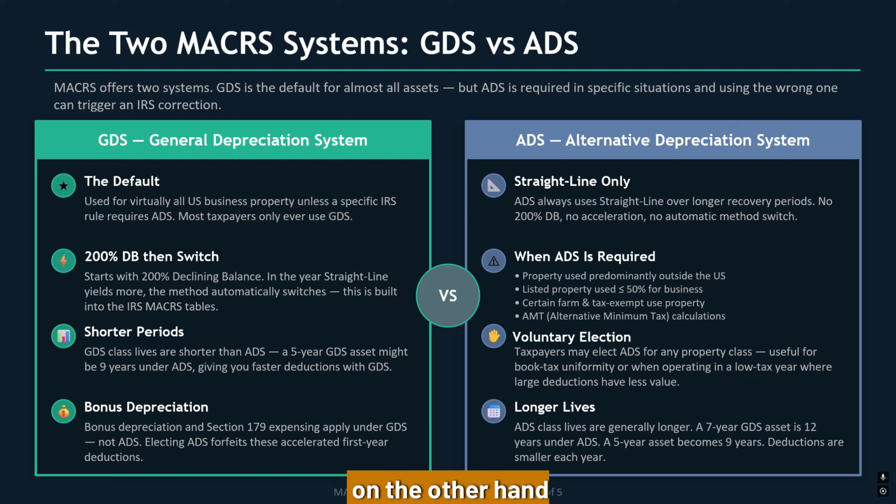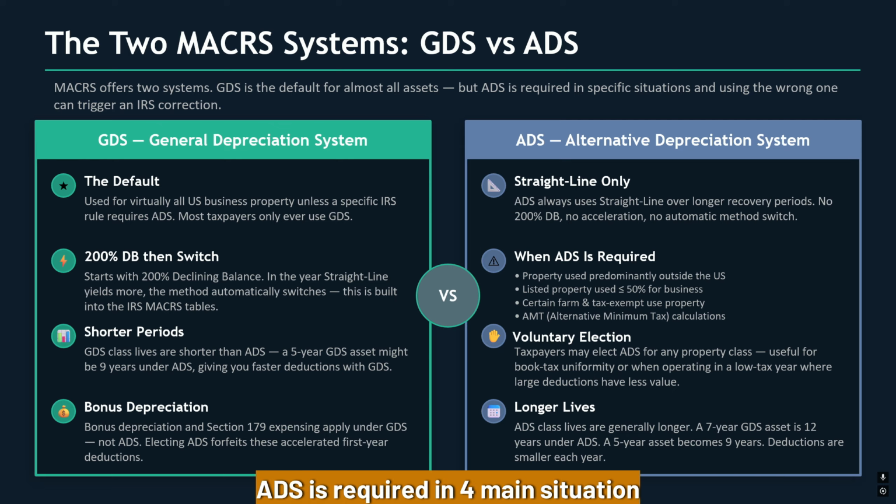ADS, on the other hand, always uses straight line depreciation, and it does so over longer recovery periods. A 5-year GDS asset might be a 9-year ADS asset. A 7-year GDS asset might stretch to 12 years under ADS. So your annual deductions are smaller and spread over more years.